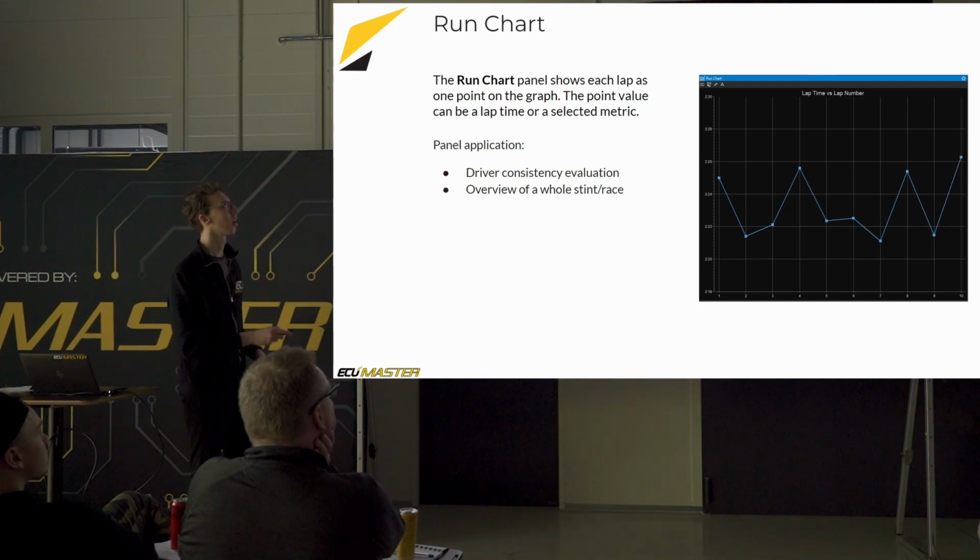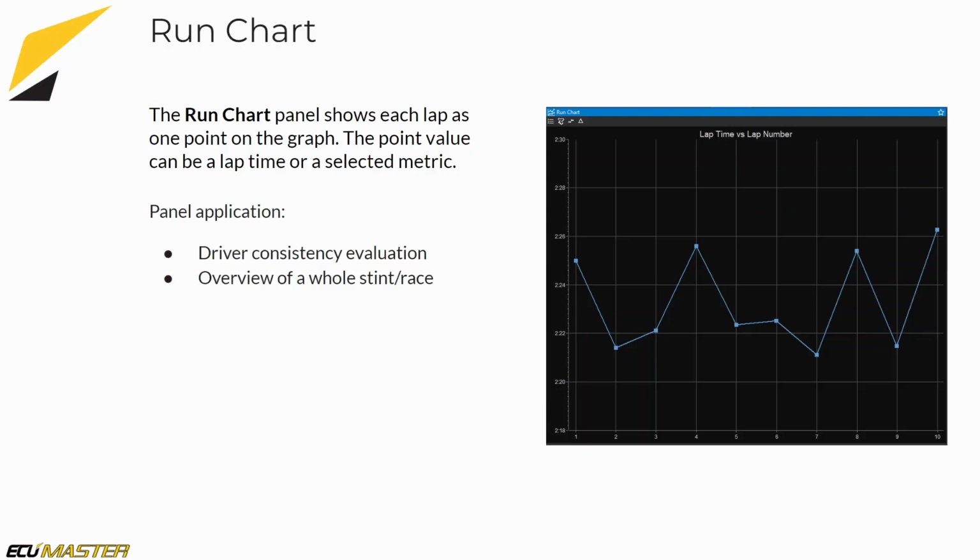For example, here we have lap time versus lap number. So we have lap number on the x-axis. This is always the case in the run chart, but we can define what is shown on the y-axis. In this case, this is lap time. As you can see, the lap times were basically all over the place during this relatively short race because it's just 10 laps of racing.